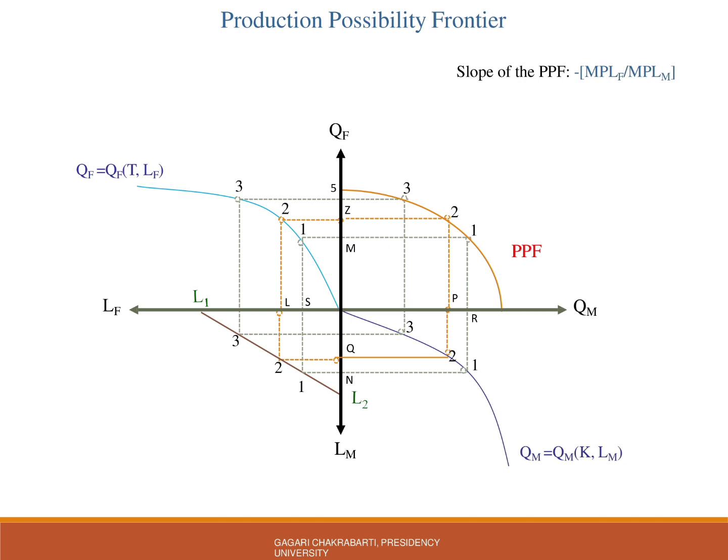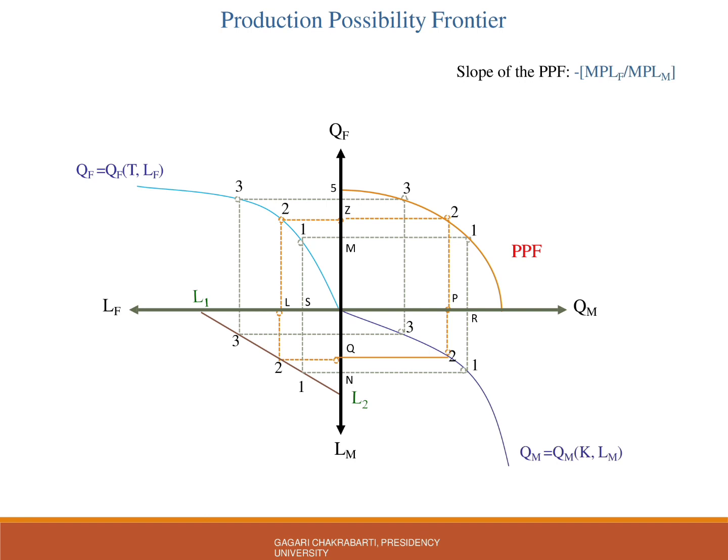Now point 2 shows how much of labor now will be going to food and how much of labor will now be going into manufacturing. Now from the diagram it is clear that OL, amount of labor, is going to the food production, which is higher than before, and OQ, amount of labor, is going to the manufacturing sector, which is less than before.